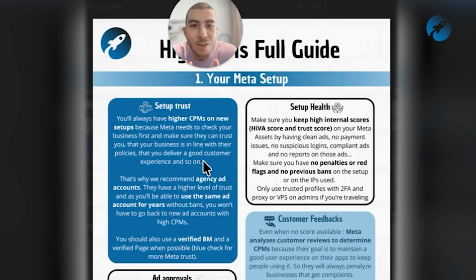Hey guys, are you facing high CPM on your Meta ads, on your ecom or whatever business you're advertising online?